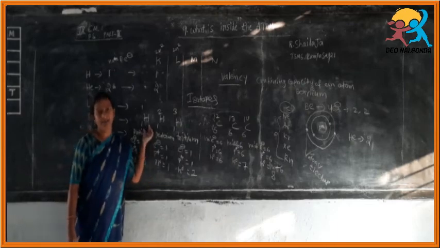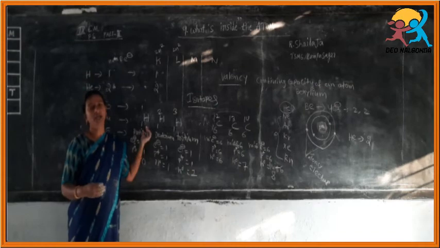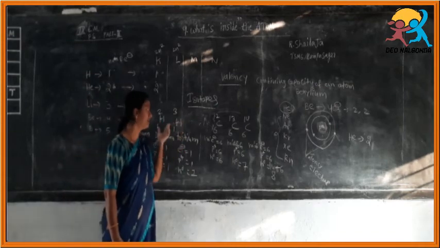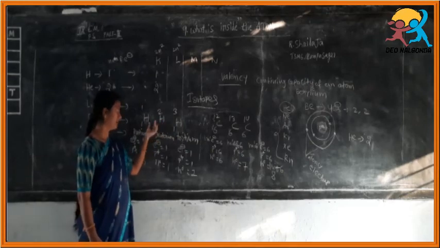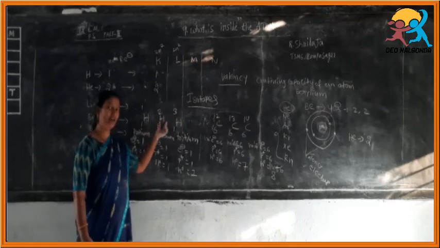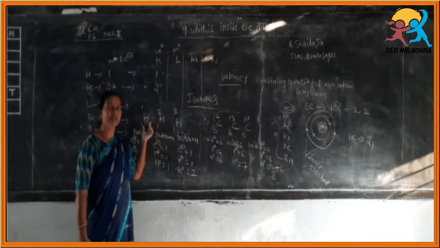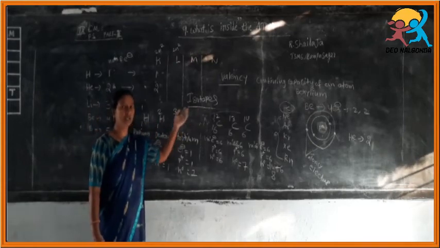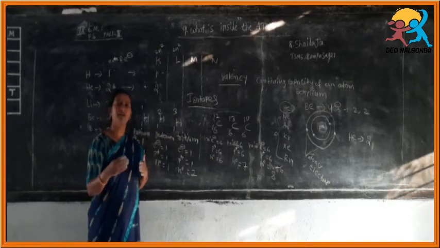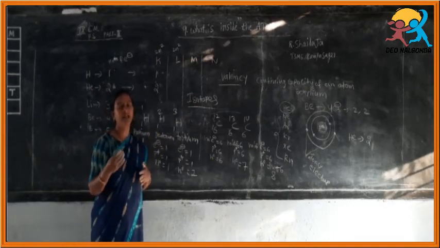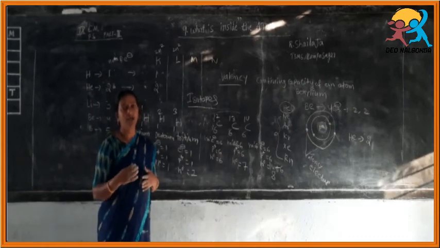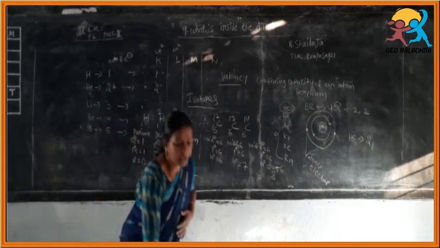Some atoms in nature occur with different atomic masses. This occurrence of different masses of a substance is called isotopes. Isotopes are the same atom, but available in nature with different atomic masses.